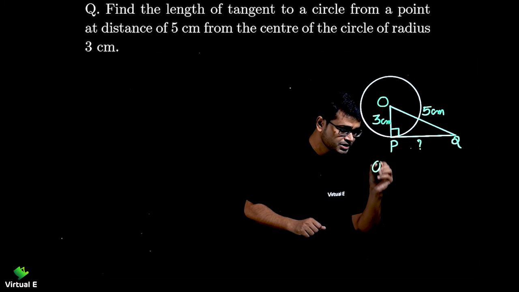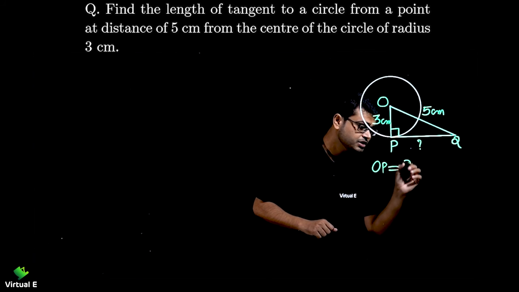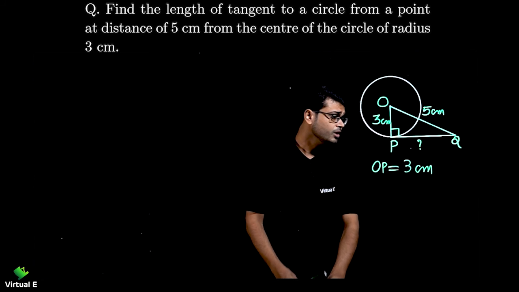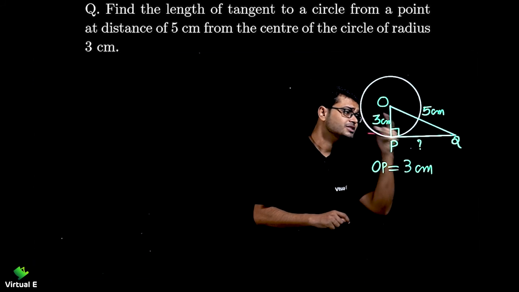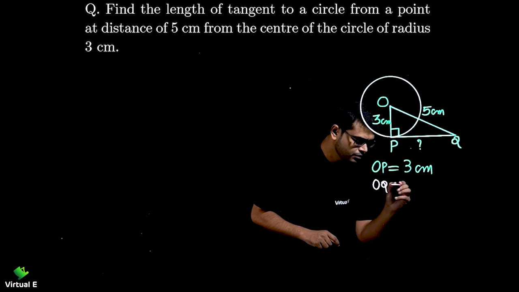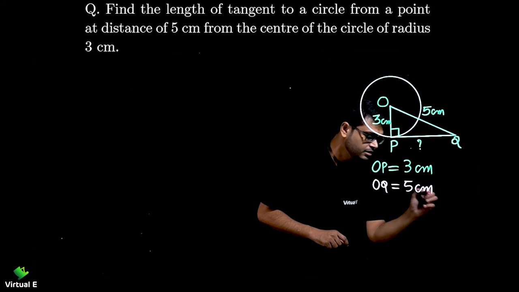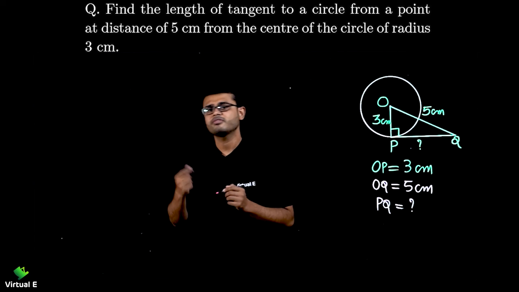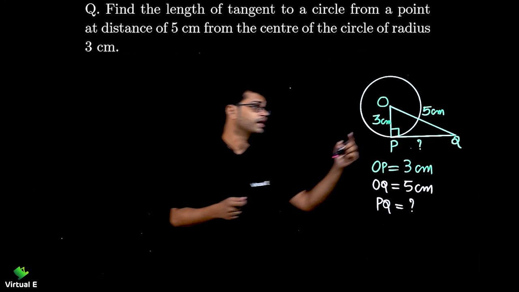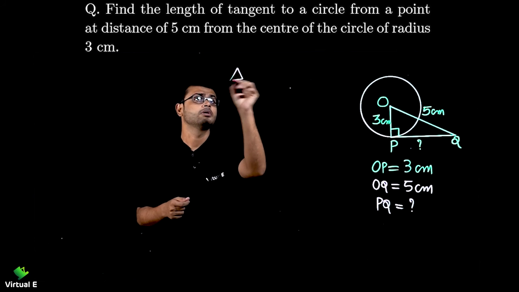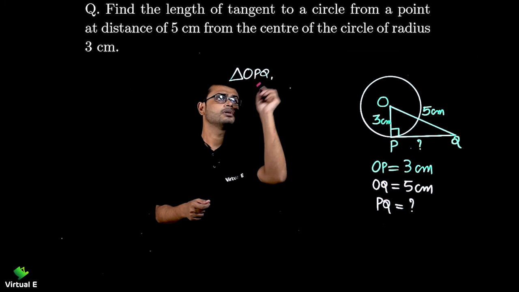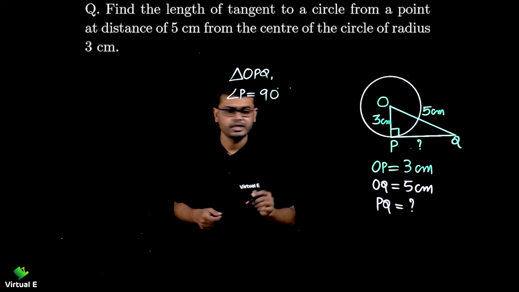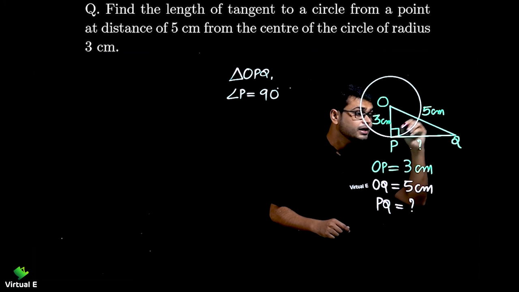Let's start with the radius. OP is equal to 3 centimeter. Done. Then what about the PQ? PQ is missing. Let's write OQ then. OQ is equal to 5 centimeter and PQ is equal to question mark. We need to find that one. So let's talk about triangle OPQ. Here angle P will be 90 degree, right? Angle P will be 90 degree.